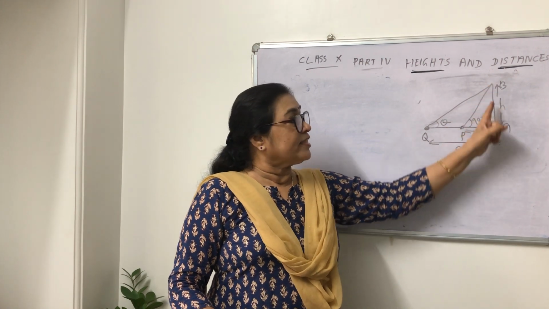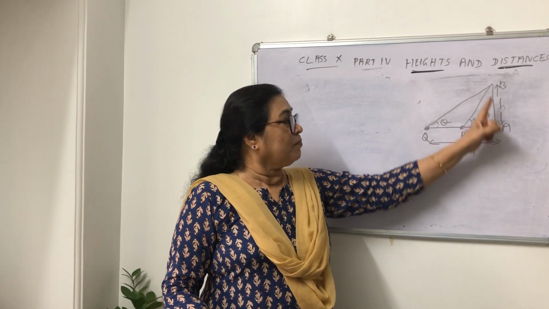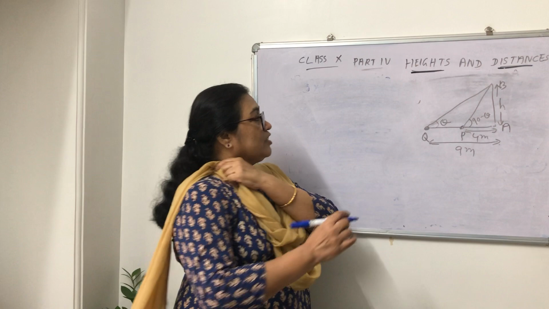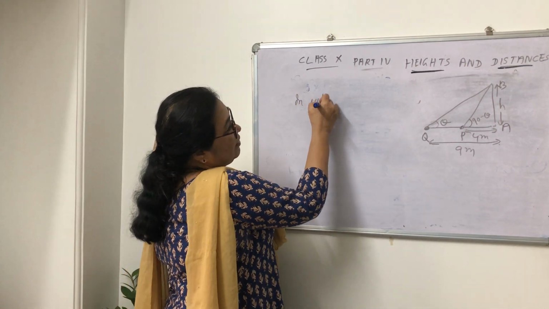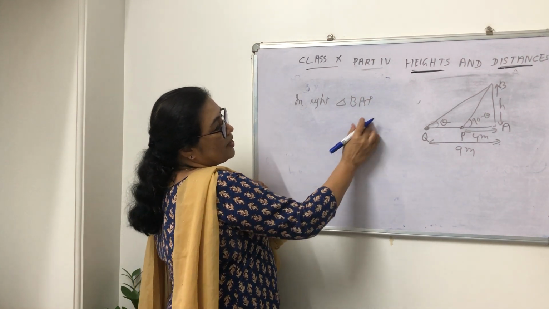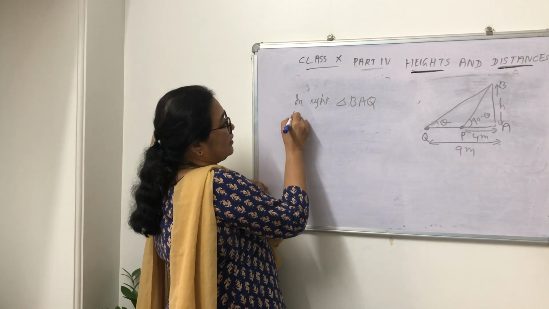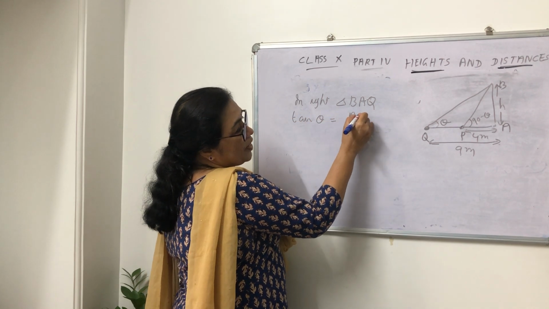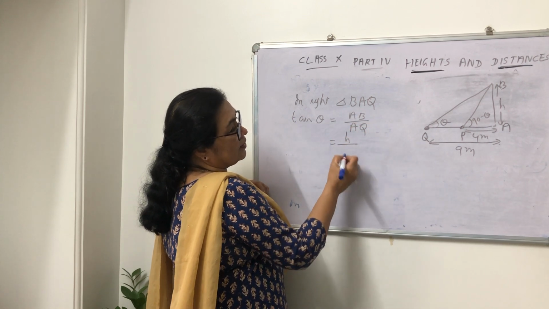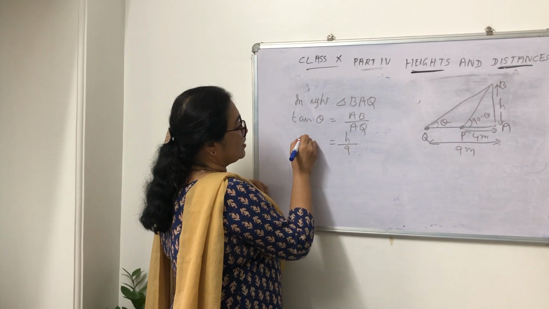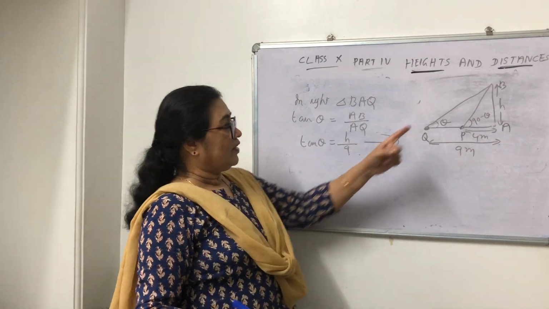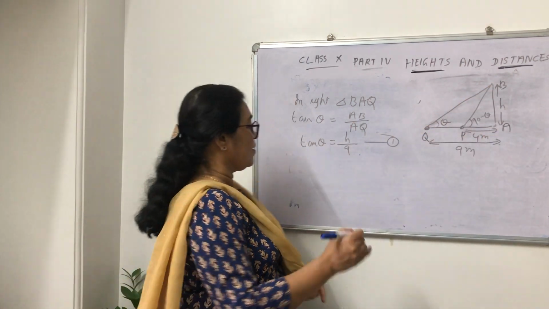In both the right angle triangles, h is coming common. So you take h from BAP and BAQ, and equate it. So in right triangle BAQ, first I'll take BAQ, tan theta is equal to AB by AQ. So AB is h, AQ is 9, this is tan theta. Okay, I am taking this as first one. Now I am taking this one, BAP.